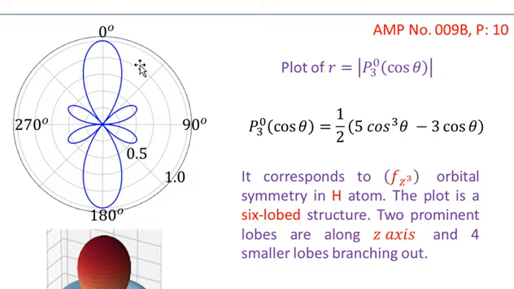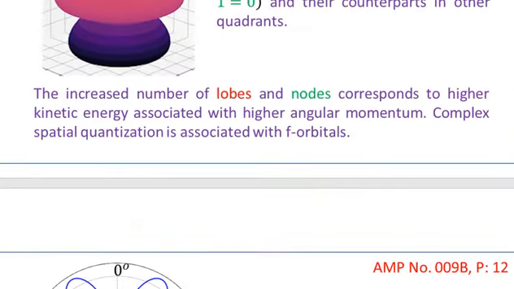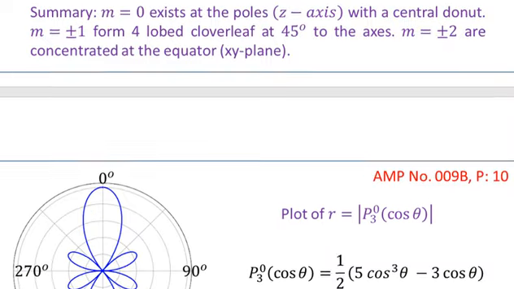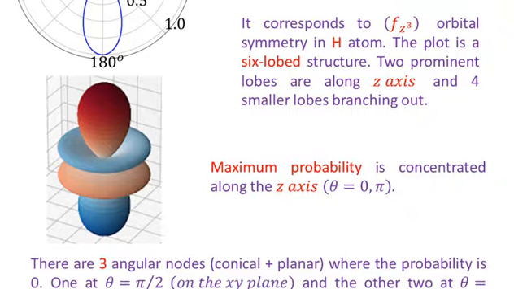In the polar plot, you can see the shape, and the magnitude of this polar plot is restricted in the region of 1. And let me explain that it corresponds to a shape, that is the three-dimensional shape. This shape is referred to as the fz cube orbital. So this is the fz cube orbital. So let me read the main features of this.